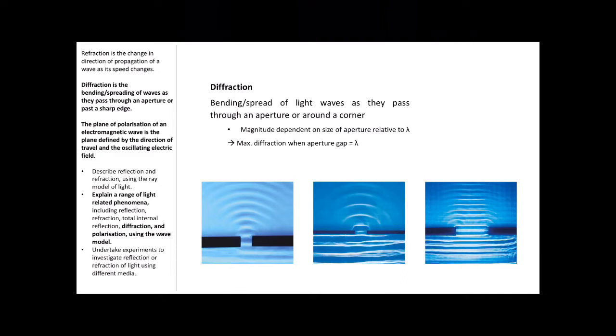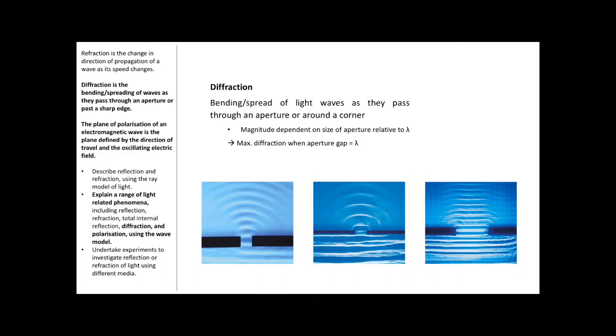So, as I just mentioned, diffraction is the bending or spread of light waves as they pass through an aperture or as they pass around a corner. The magnitude of diffraction is dependent on the size of the aperture relative to the wavelength of the wave, and maximum diffraction occurs when the aperture gap is equal to the wavelength.